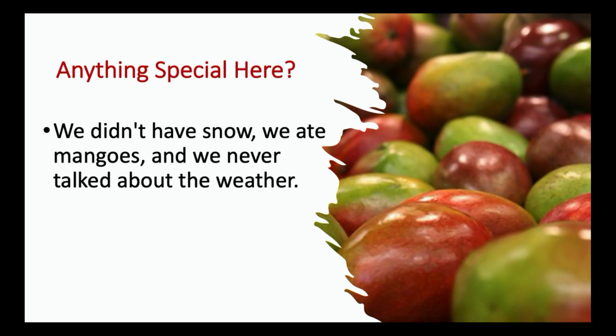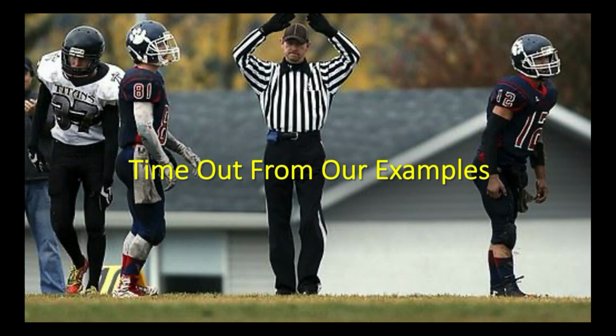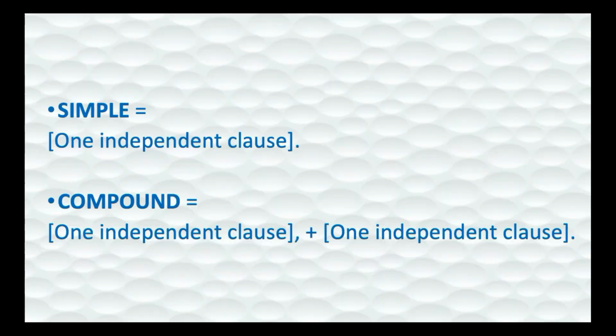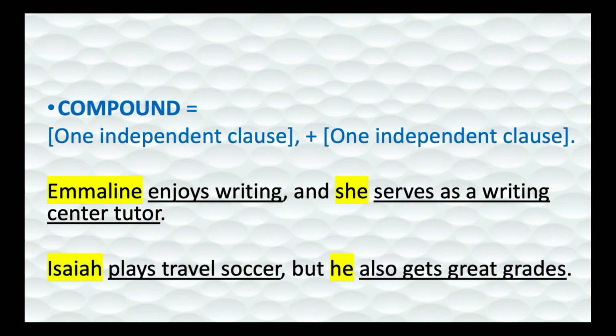Was there anything special here? We're seeing 3 separate clauses, all in one sentence. Time out from our examples for just a second. I didn't mention it yet specifically, but a sentence can be classified as simple or compound. Simple sentences include only one independent clause, while compound sentences include 2 or more independent clauses. We've mostly been looking at simple sentences in today's lesson. But every one of us writes compound sentences all the time, just like these.